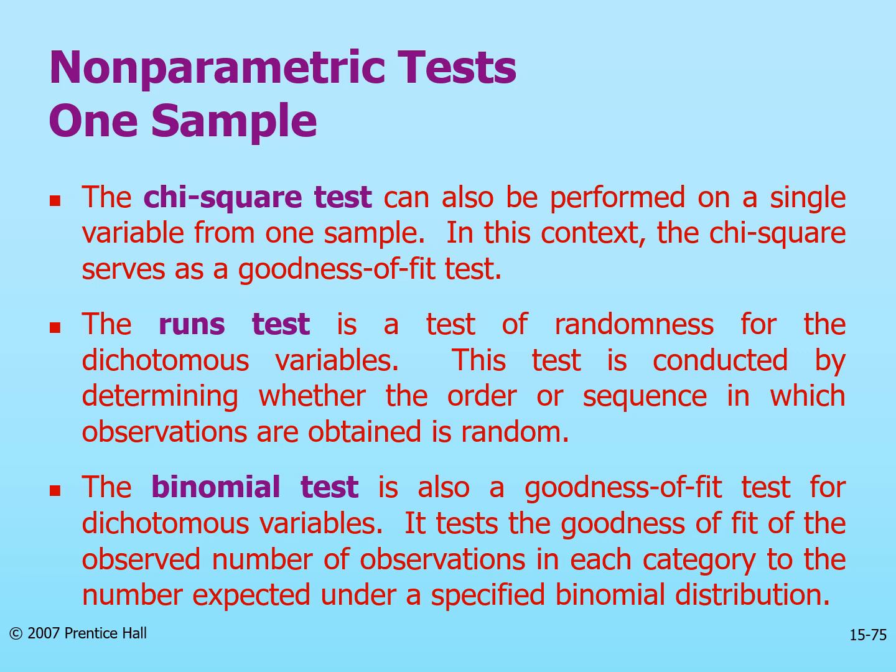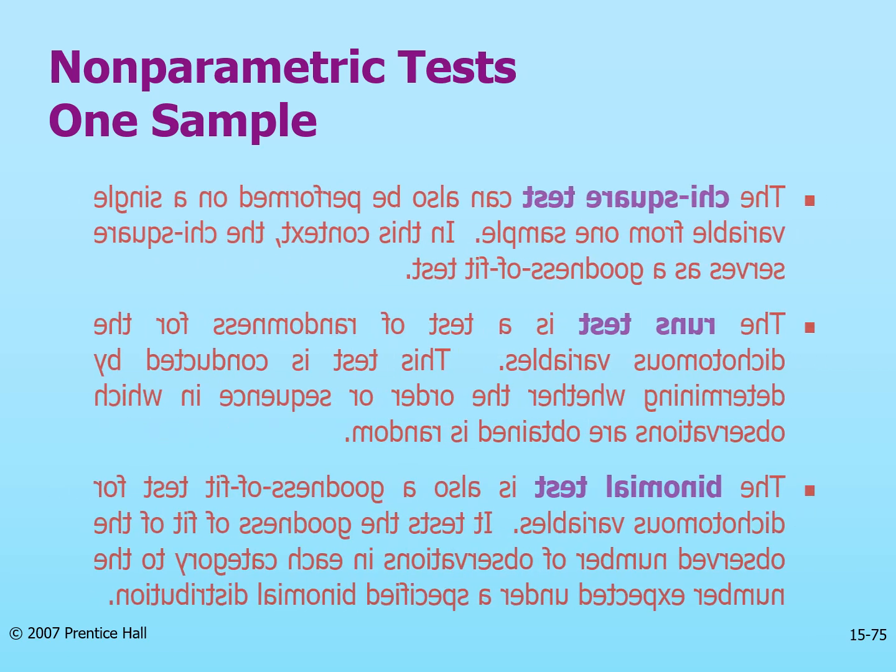Third test, we can take the binomial test. It is known as the goodness of fit test for a dichotomous variable only. It tests the goodness of fit of the observed number of observations in each category to the number expected under a specified binomial distribution.